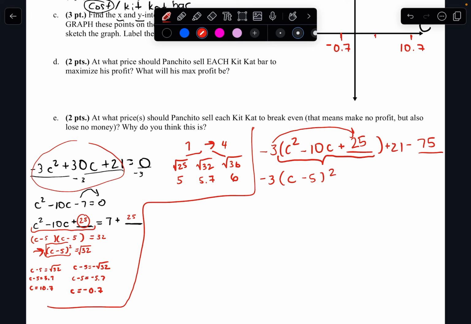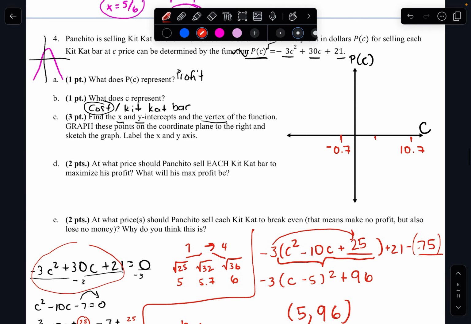And 21 minus, oh, did you see that mistake that I made? That should have been a negative. So minus negative 75. I will get 21 plus 75, which is 96. So my vertex should be 5, 96. If you want to use a formula negative b over 2a, that's fine as well though.